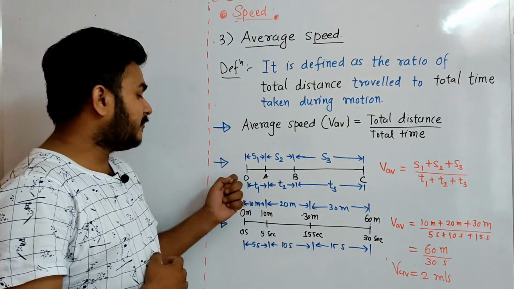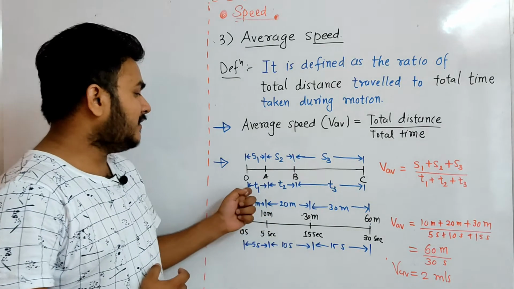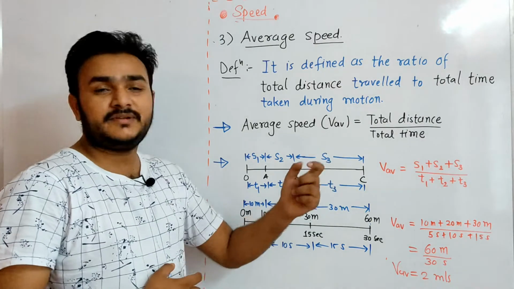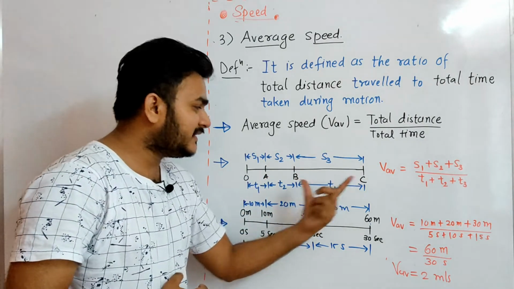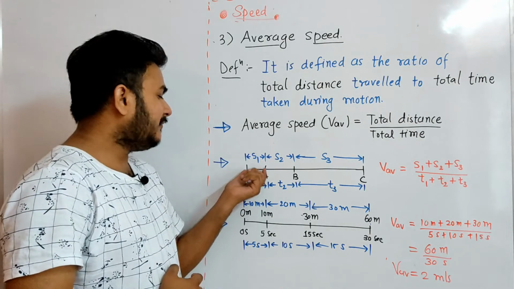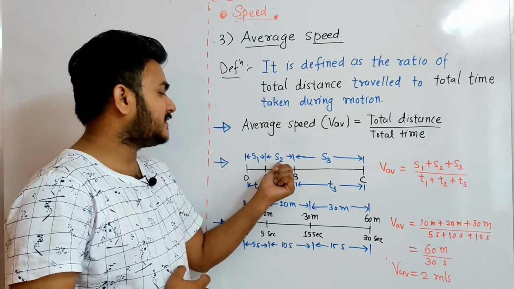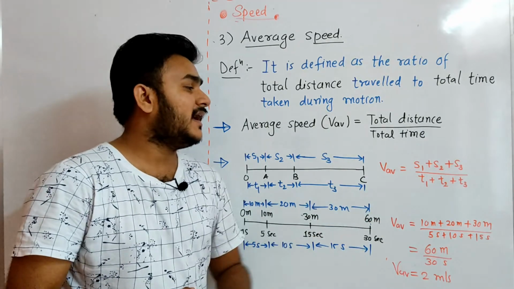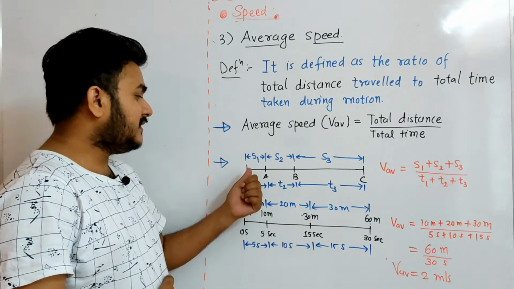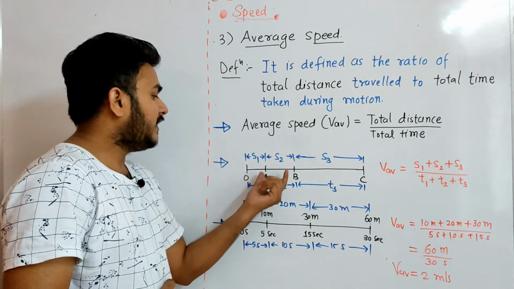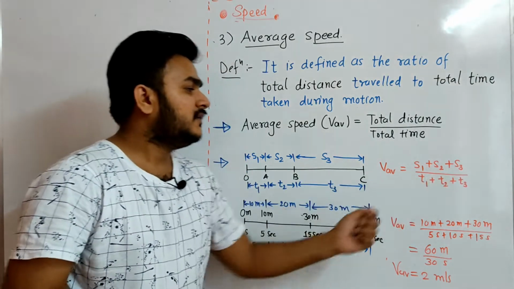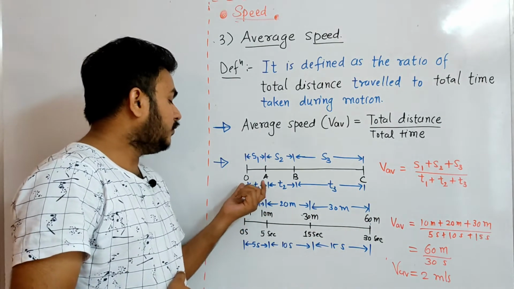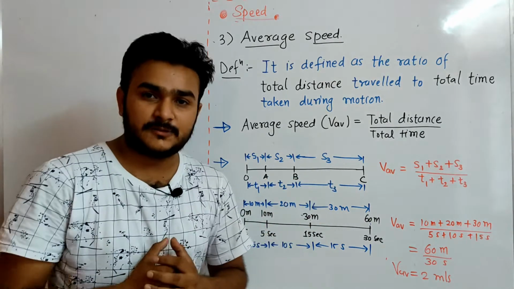If some body is traveling from O to A to B to C and it is taking T1 time, T2 time, T3 time respectively for OA, AB and BC intervals, and in OA interval it is covering distance S1, AB S2 and BC S3, then the average speed of the body is given by S1 plus S2 plus S3, means the total distance covered in OA, AB and BC, divided by the time taken T1 plus T2 plus T3. It is the time taken to cover OA, AB and BC respectively.